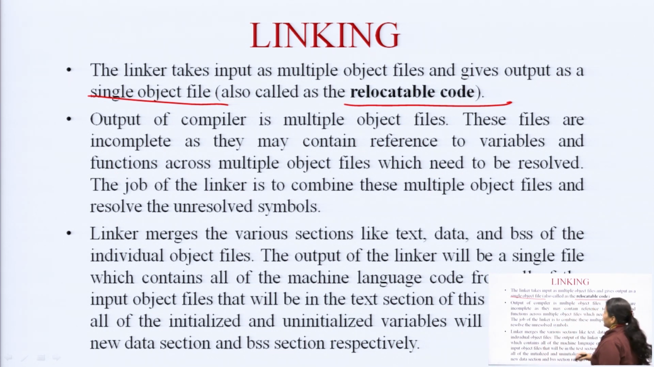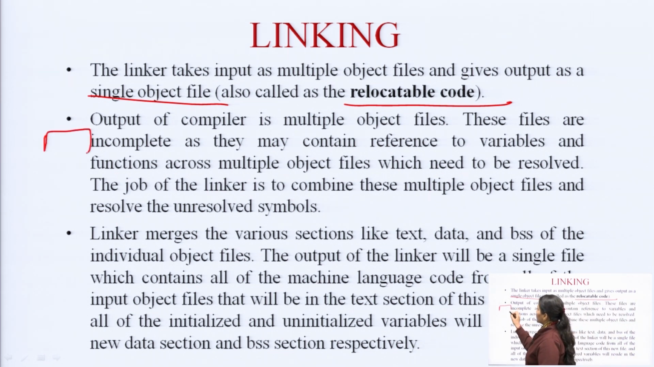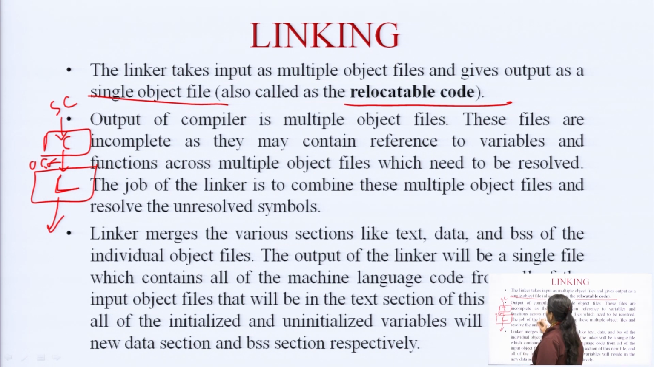So, basically what we saw is that first of all, the source code was sent to the compiler. After the compiler there was a linker. The compiler produced multiple object files, that is, object codes. Now, these multiple object files went to the linker, and the linker produced a single object file.